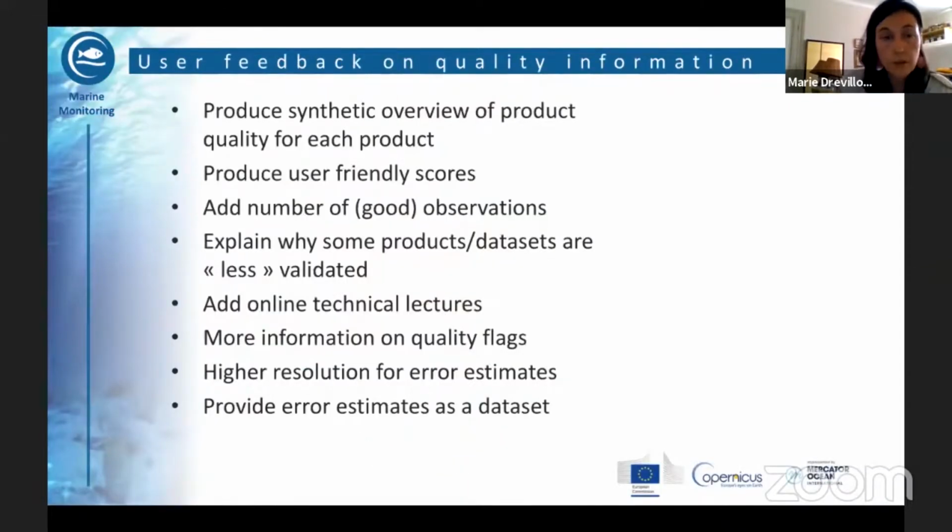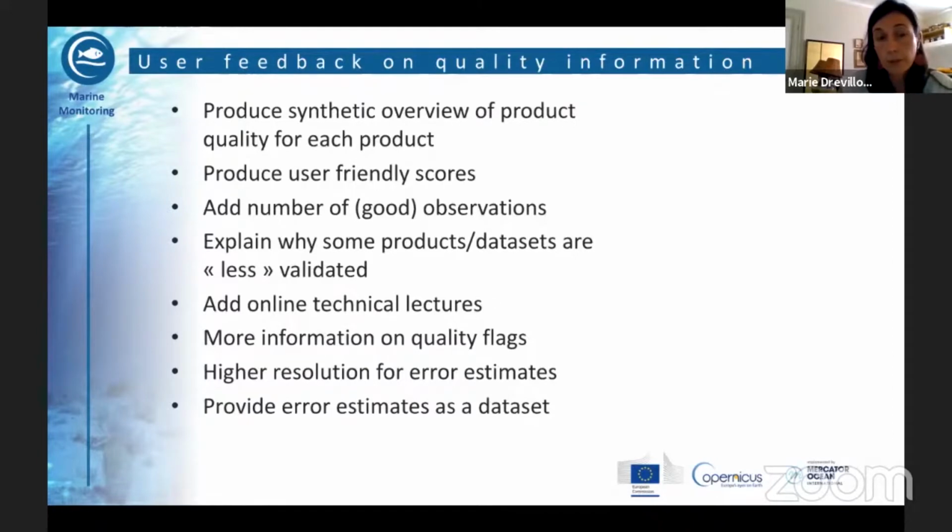So what is the user feedback on the type of information we deliver on the quality of our products? The more frequent feedback we get is the following. It is to have access to a more synthetic overview of product quality for each product in order to be able to choose between products, to have fit-for-purpose information, in fact.